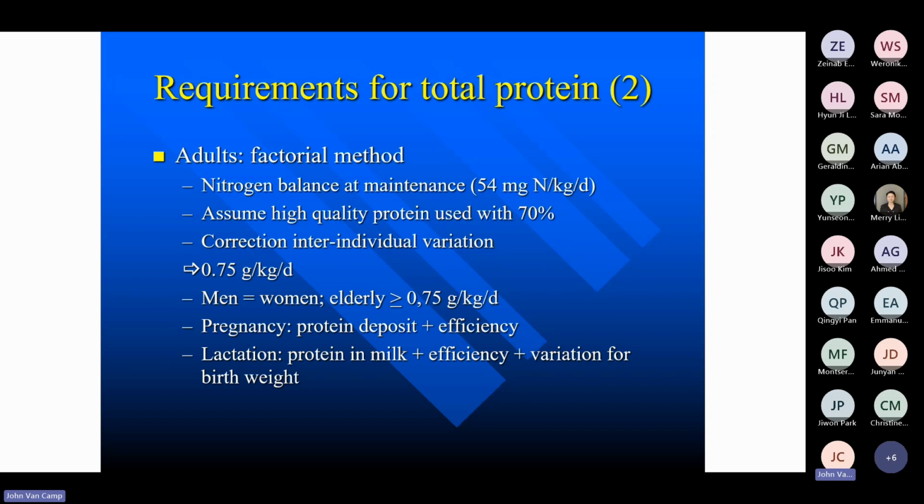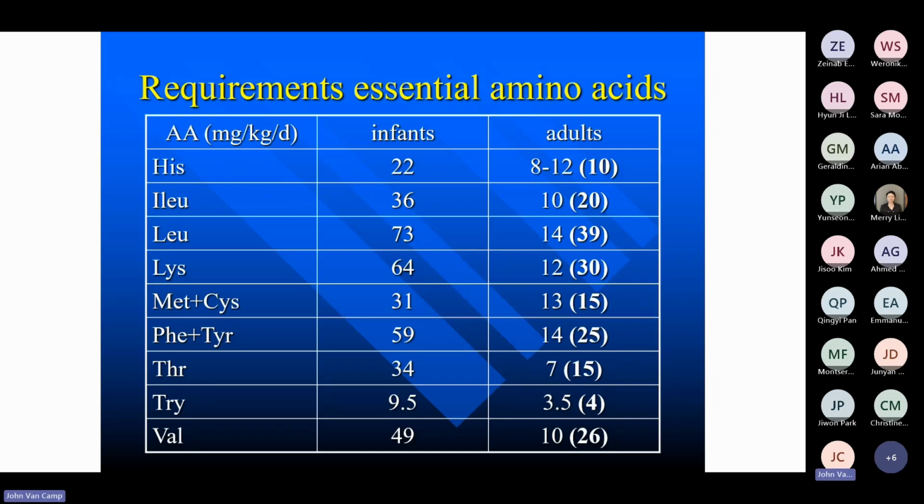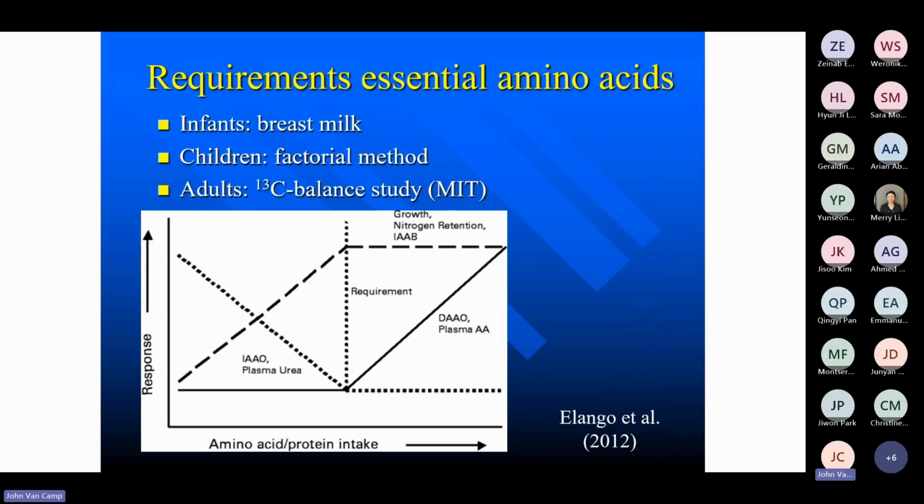We don't know anything about elderly. So we assume for the moment that it's the same for young adults, but probably we need new studies to also evaluate protein requirements in elderly. You have to add extra nitrogen for pregnancy as well as for lactation, which you get from protein deposit, from protein in the milk, and from variation in birth weight, depending on the case. Okay, so this determines a little bit total protein.